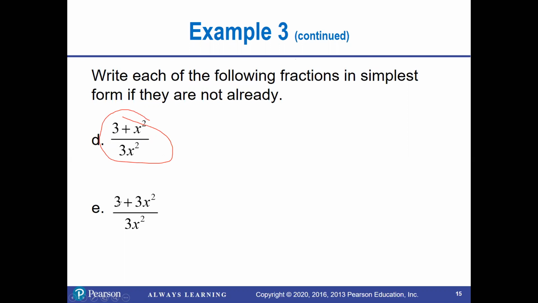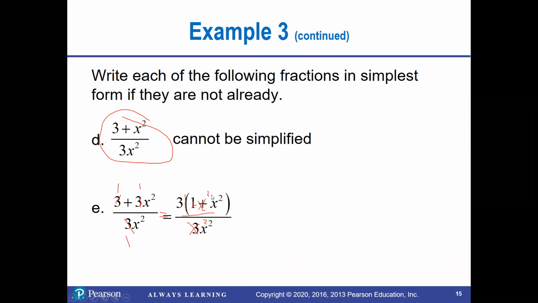However, if everything has a 3, I can actually count that 3 out. This 3 will be a 1, that 3 will be a 1, which actually gives me 1 plus x squared all over x squared. Now, because this x squared up here has a plus sign with a 1 in front of it, these cannot cancel, which means that can't be simplified, and that is what we just came up with, and we got that final answer.